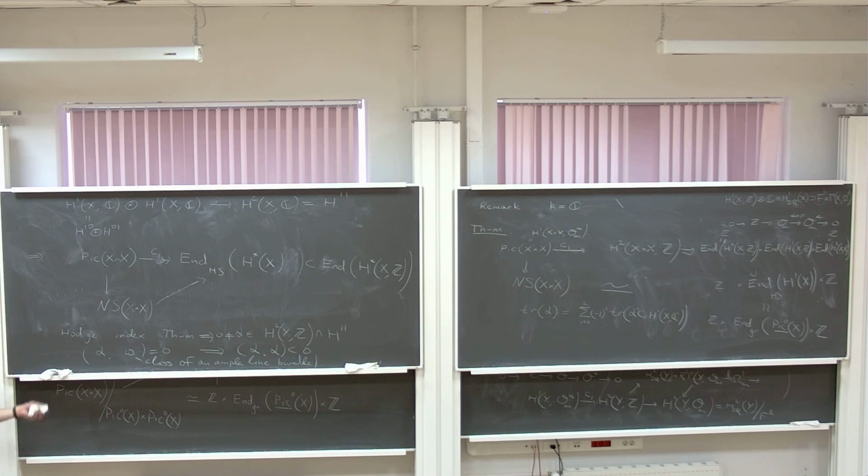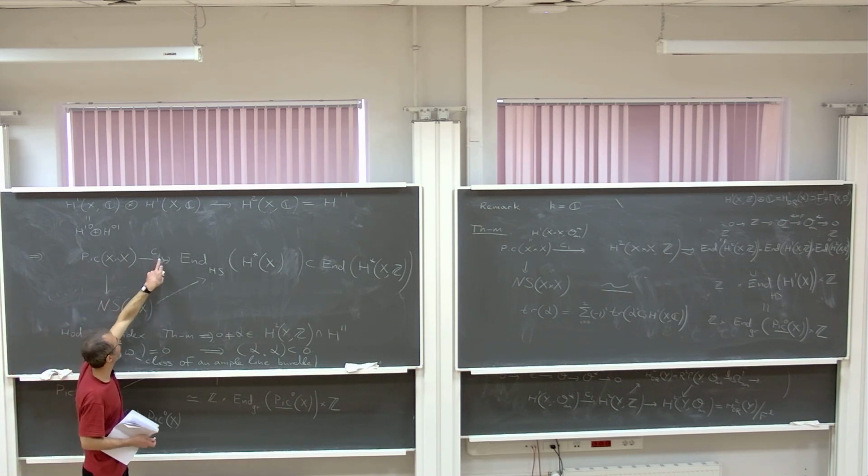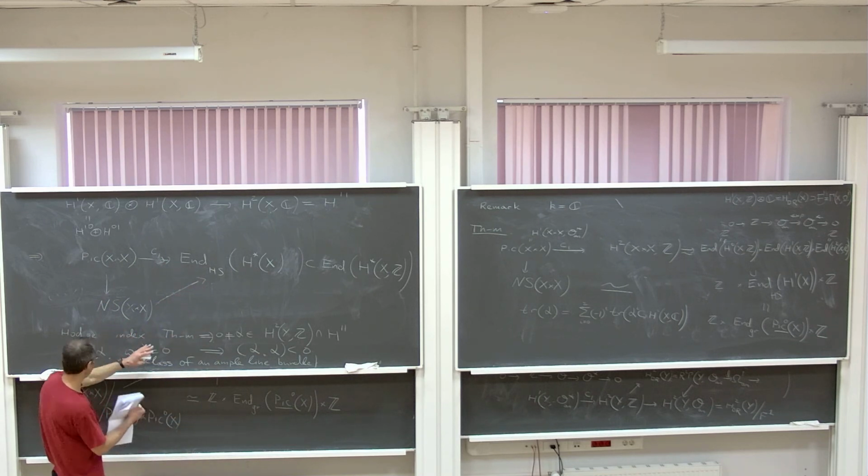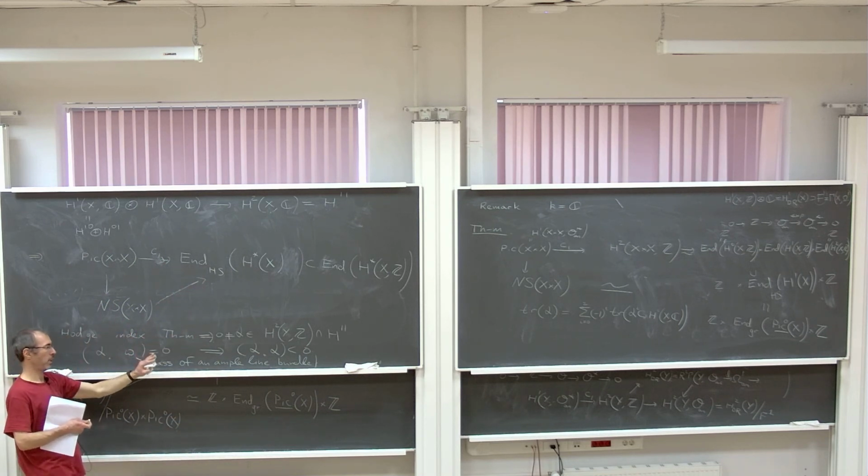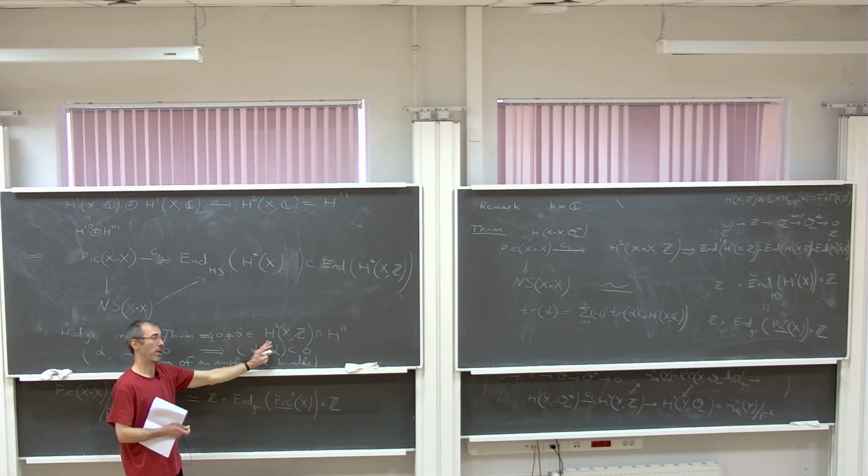So essentially, what we proved from this is that if we have a class here, any class, whose Chern class is non-zero, then either this number is non-zero or this number is non-zero.